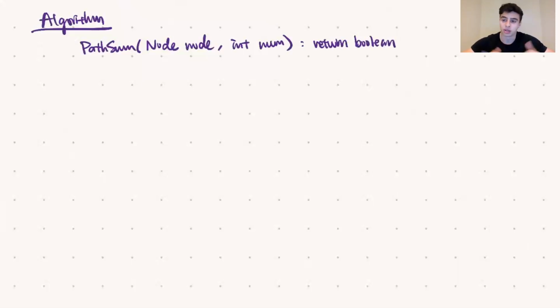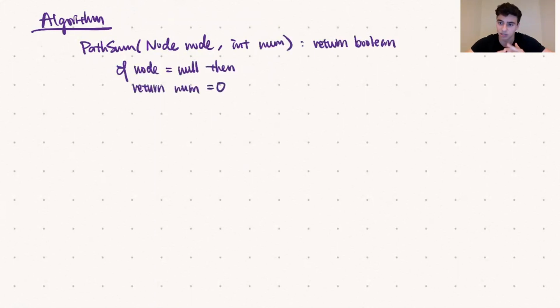So when we're writing these recursive algorithms, the first thing we need to consider is the base case. Now, the base case for this algorithm is going to be when our node is equal to null. In that case, there's nothing to evaluate here, so we're just going to return whether or not our sum is equaling 0. Basically, that the number has been decreased by each value in the sequence and reached 0. So if we're at null, we're going to return num equals 0.